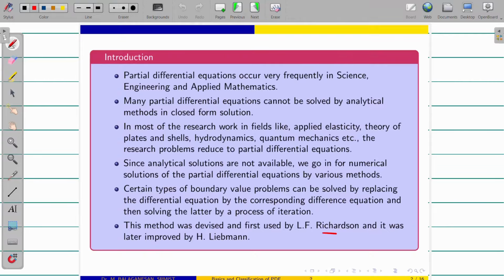First, Richardson found this. He used this concept in his work. Later on, Liebmann. We are going to use that concept to solve the first model, the Laplace model. We will discuss that deeply later. Thereafter, Liebmann improved this concept. That's it. These are all the introductory parts.